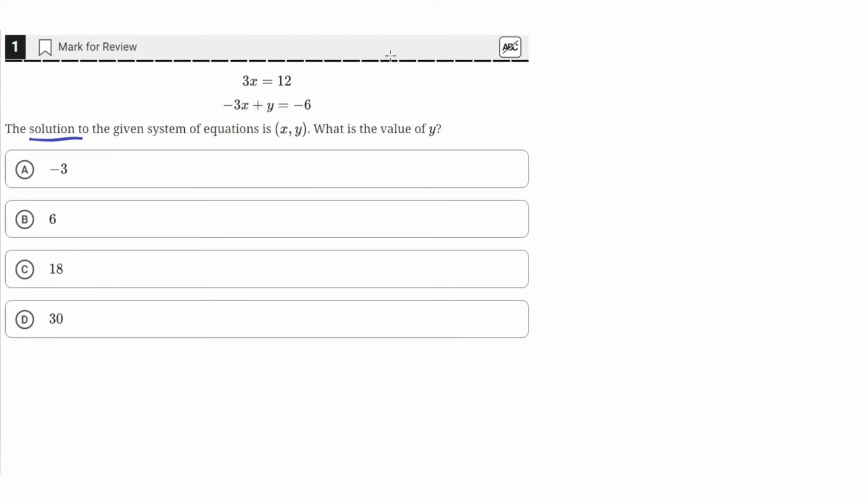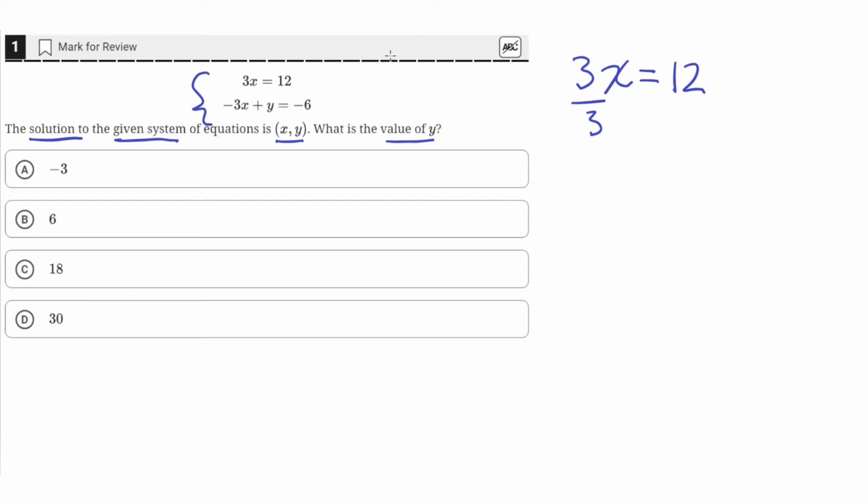The solution to the given system of equations is (x, y). What is the value of y? Okay, so we have these two equations, and we need to find a value of x and y that satisfies both of them. So from the first equation, 3x equals 12, we can solve for the value of x.